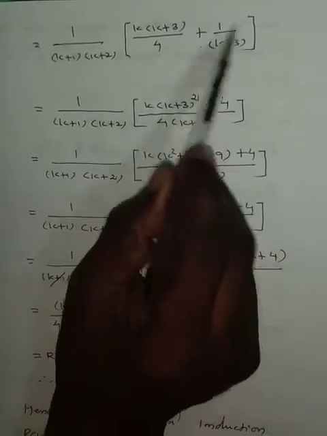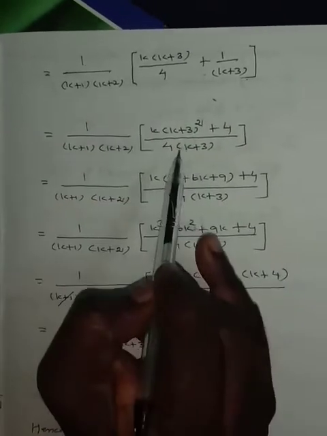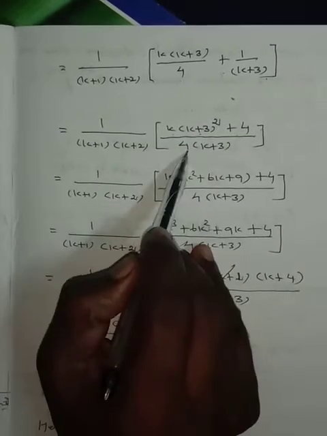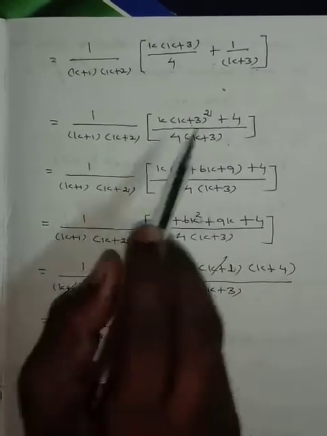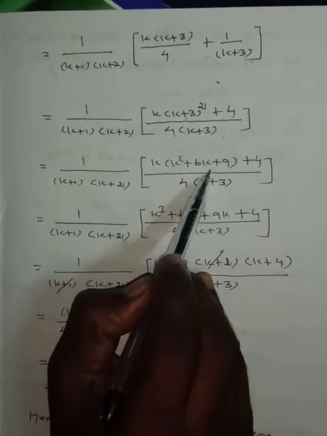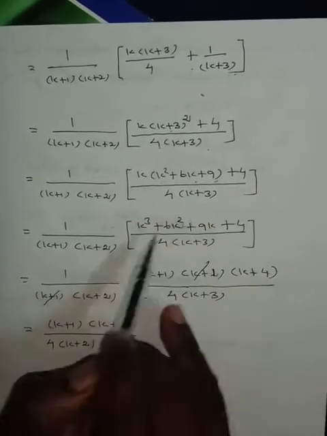Now take this bracket, the LCM is k into (k+3) into 4. So cross multiplying we get k into (k+3)² plus 4, whole divided by 4 into (k+3). Now the expansion of (k+3)² is k² plus 6k plus 9, since (a+b)² is a² plus b² plus 2ab, plus 4, whole divided by 4 into (k+3).